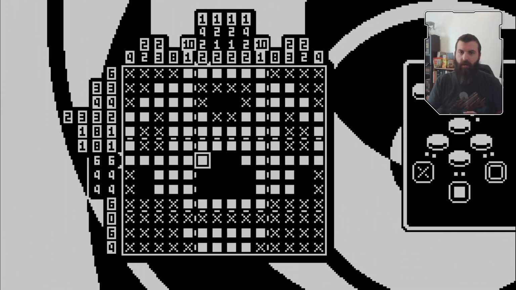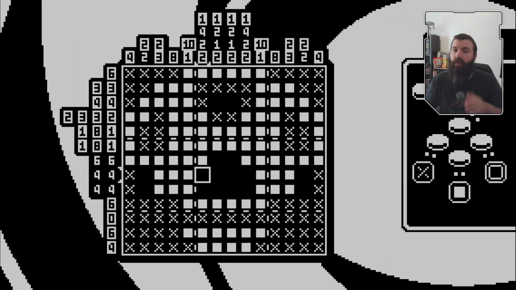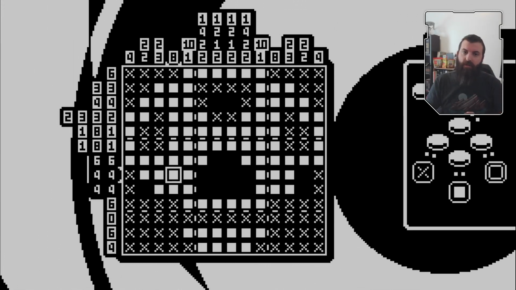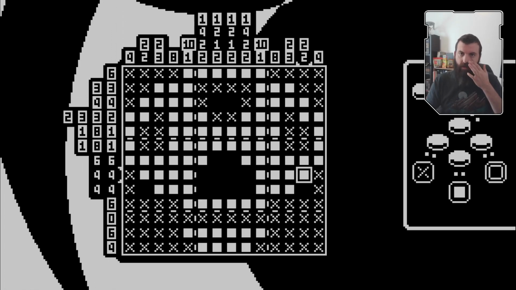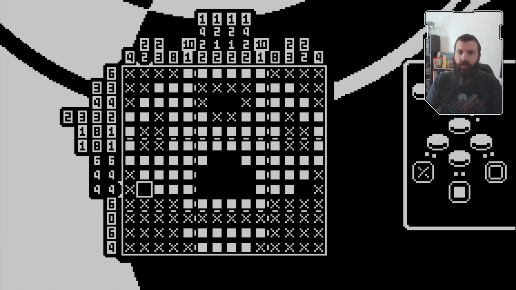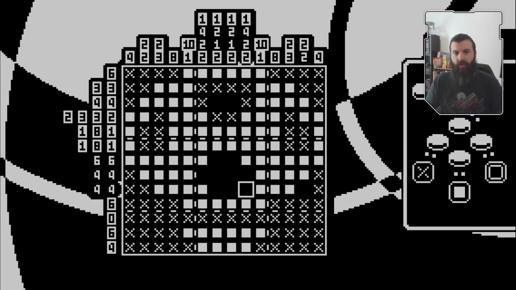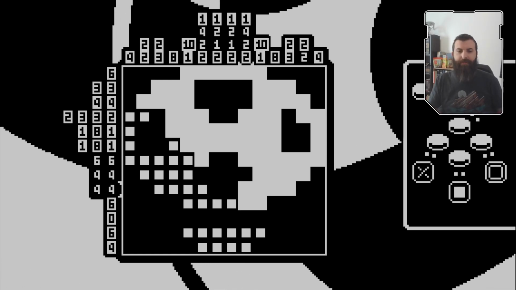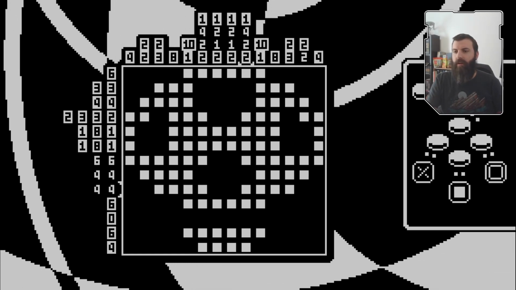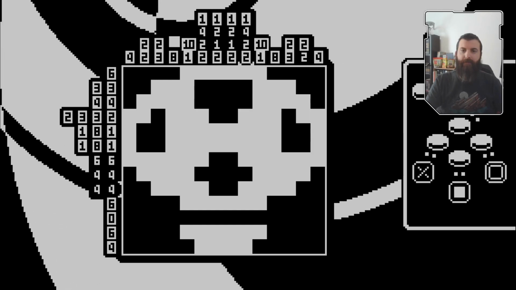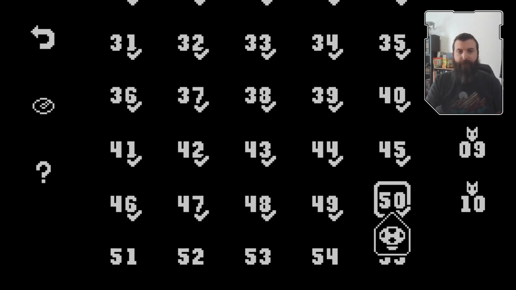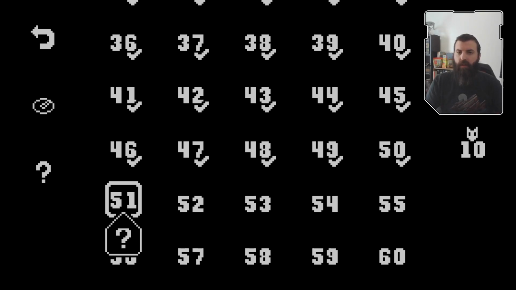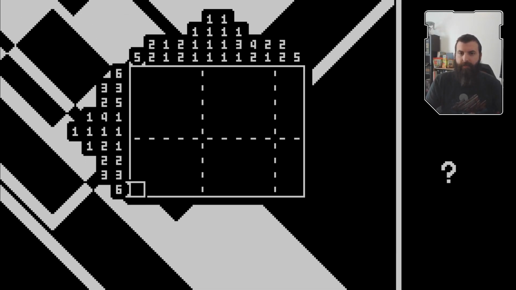So, we've got a vertical 2, so that has to be completed like so. And because of this horizontal 4, bam, has to be done. Mushroom! Nonogram 50 in the bag. Moving right along to Nonogram 51.